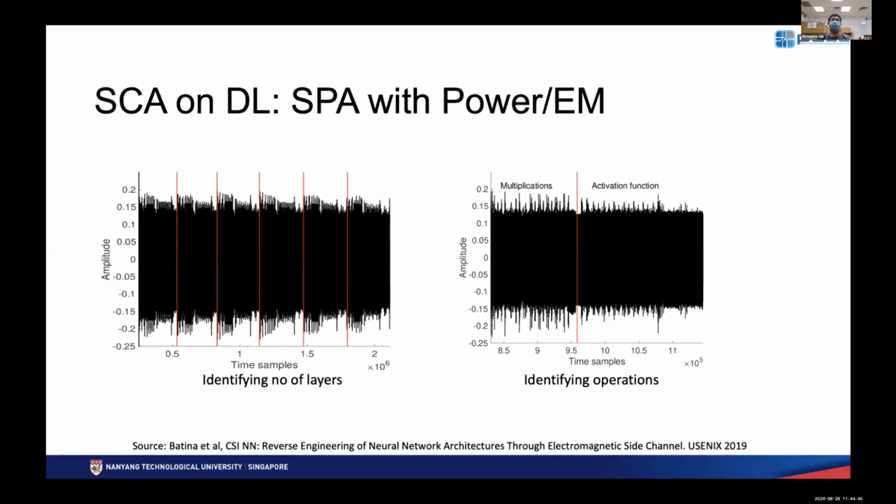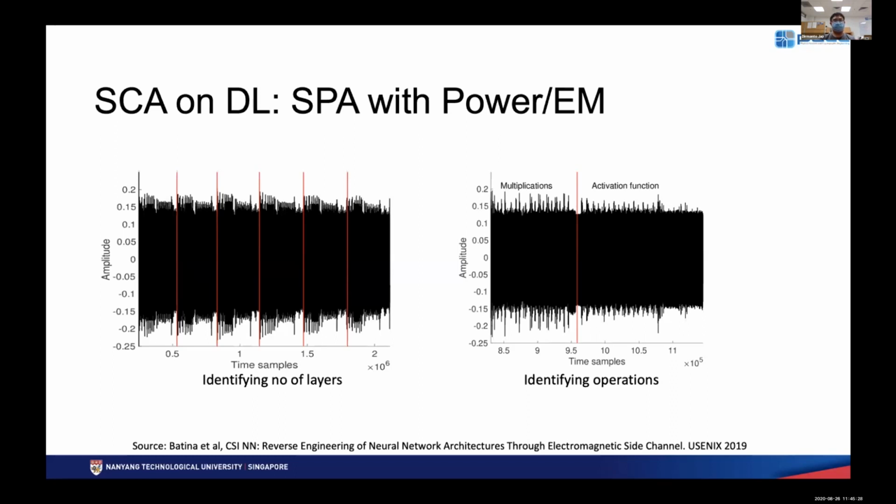Next, we consider the work on side channel using power or EM. The first one is SPA. Again, we are dealing with reconstruction of the parameters and the architecture. For example, you can use the EM or power information to recover the number of layers. On the left-hand side, when you measure the power during the execution, you can see clearly that there are six distinct patterns, which indicate there are six different layers in the network. This is tested on a custom MLP with six layers, and we can clearly distinguish the six layers just by observing the power or EM.